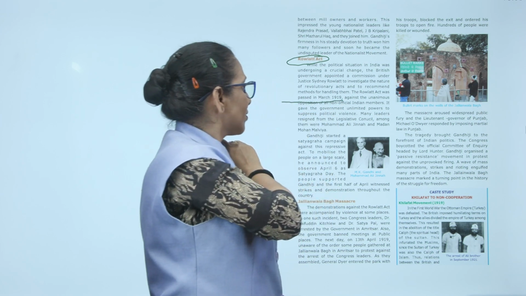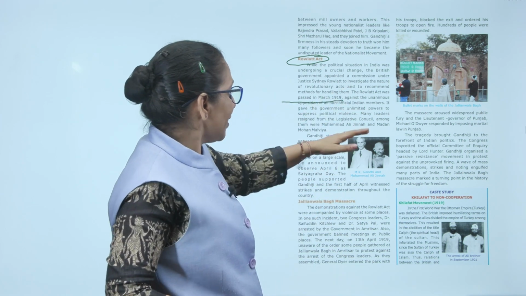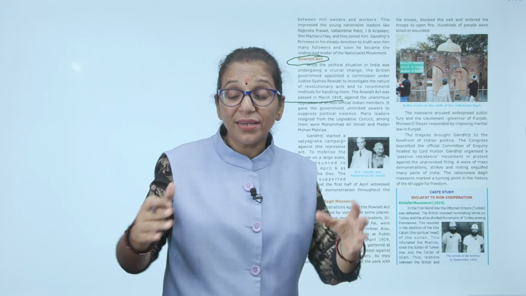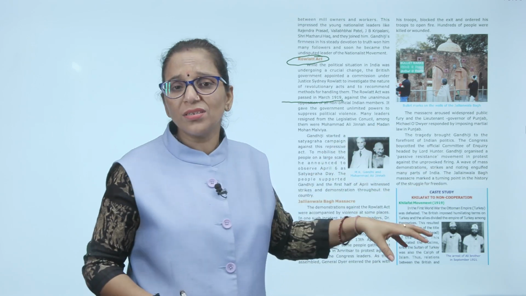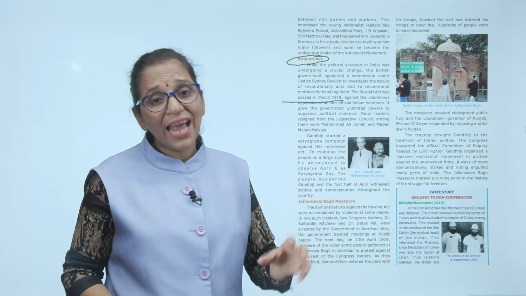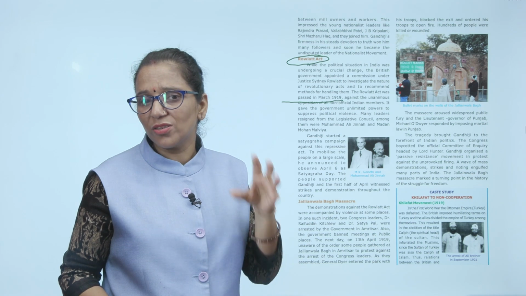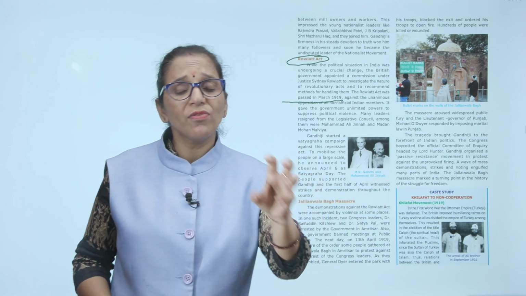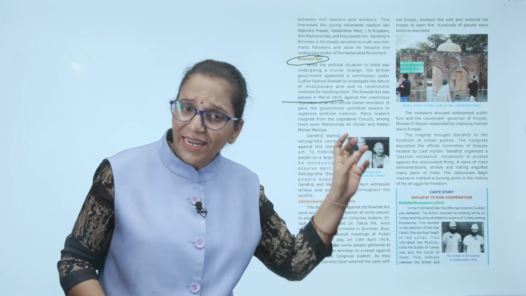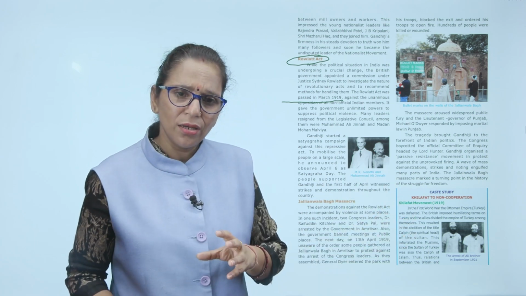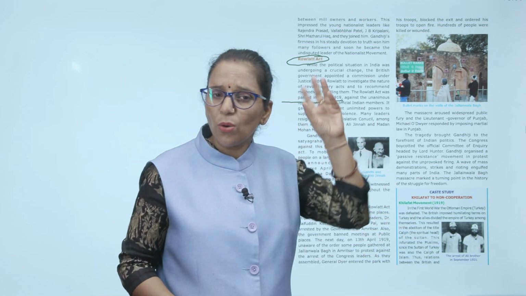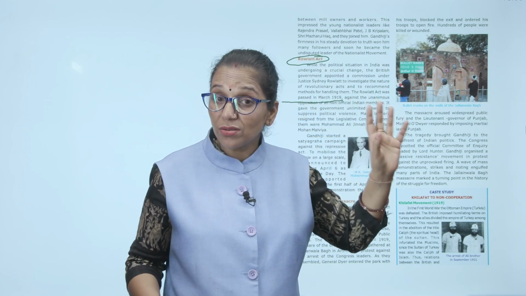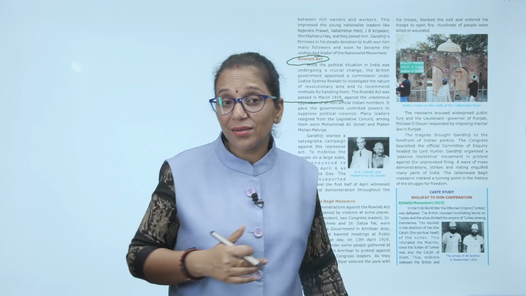The Rowlatt Act was passed. This Rowlatt Act gave enormous power to the Britishers, because according to this act, the Britishers could arrest any political suspect without any trial for 2 years. It means that person would not be produced in front of a judge, but sent directly to British jail, whomsoever they suspected, without any evidence. So this was the black law in Indian history.